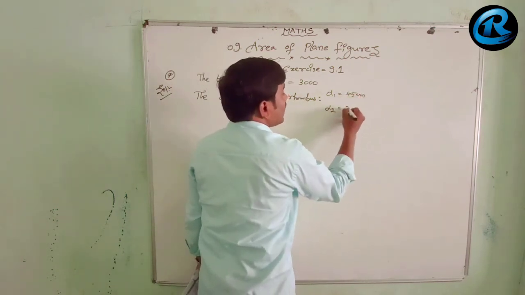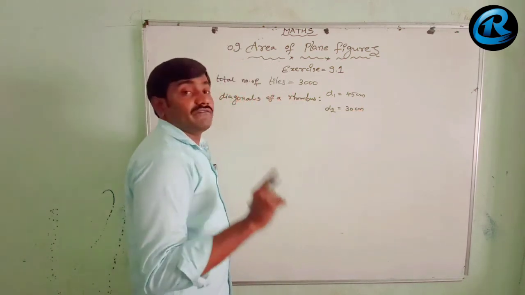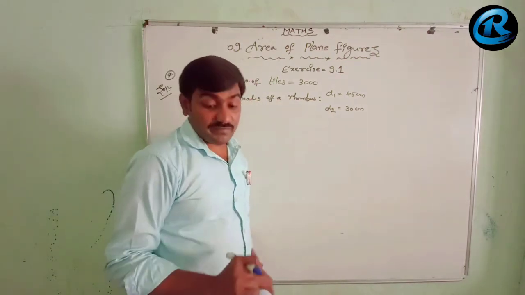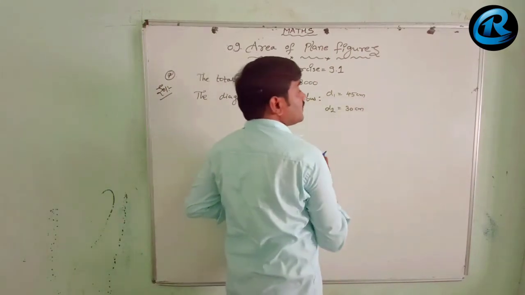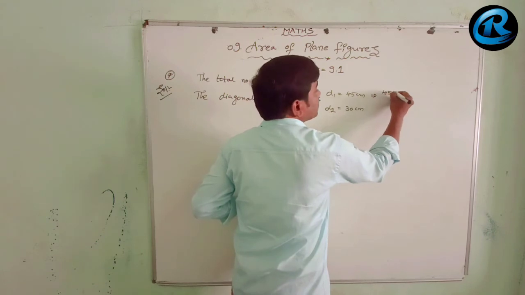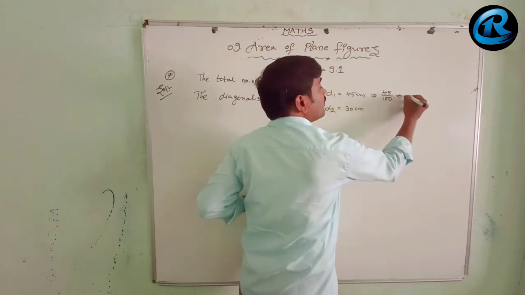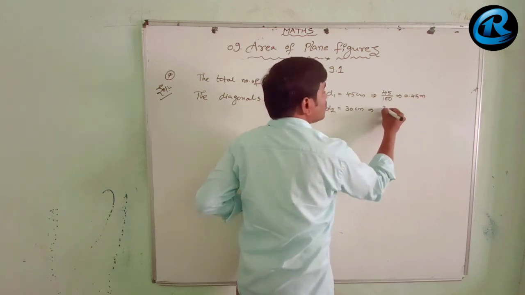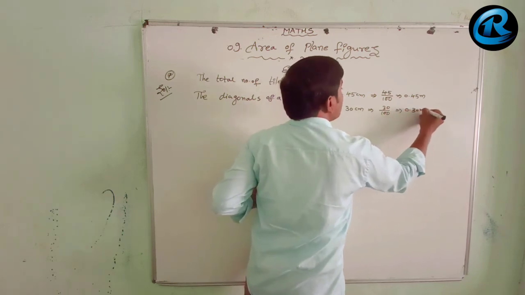45 centimeters and d2 is 30 centimeters, but we require the answer in meter squares. Meter square lo ravali, area ante meter square lo vastadi, but here given in centimeters. So let us change this 45 centimeters, by 100 if you do it will change into meters. So 0.45 meters it is. So here also 30 by 100 is nothing but 0.30 meters.